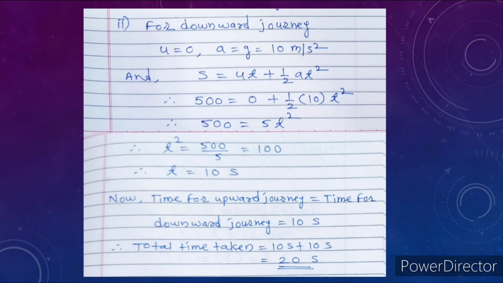Now, time for upward journey is equal to time for downward journey, that is equal to 10 second, and therefore total time taken to go upward and come down is equal to 10 second plus 10 second, that is equal to 20 second, and therefore total time is equal to 20 second.